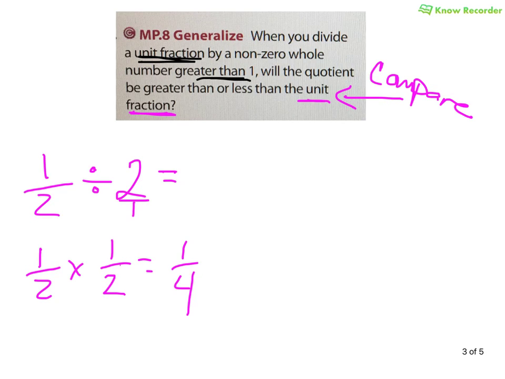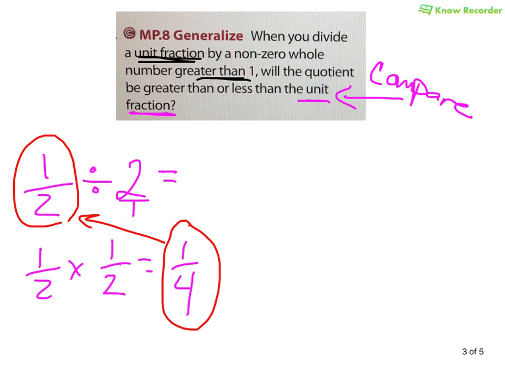I am going to get a number less than my original fraction. Here was my original unit fraction. I need to compare my quotient to it, right? So 1/4 we know is less than 1/2.